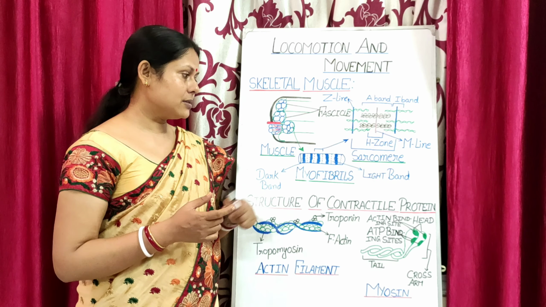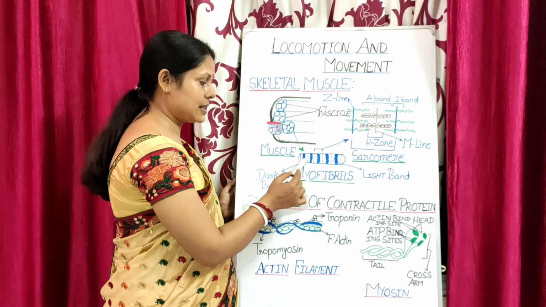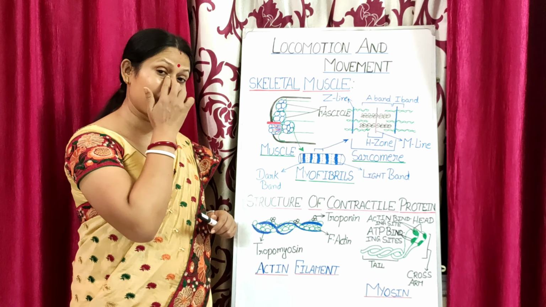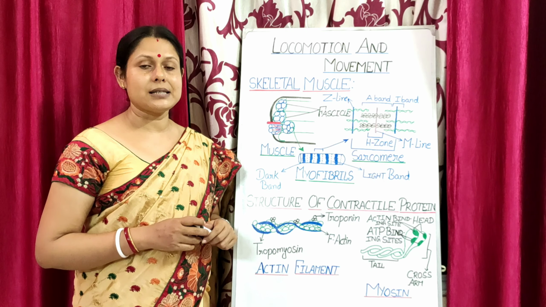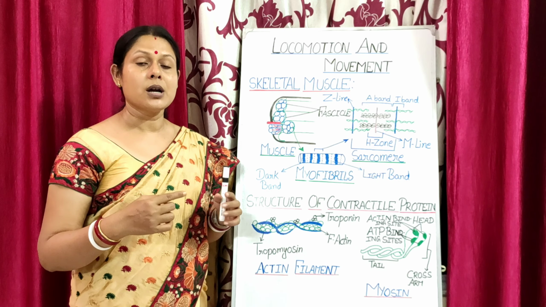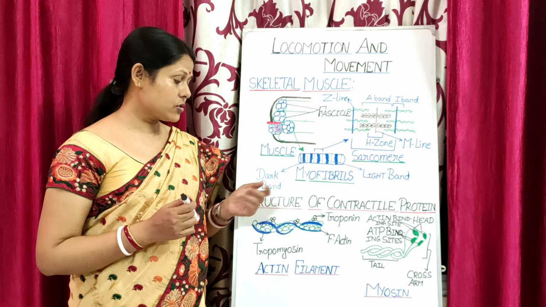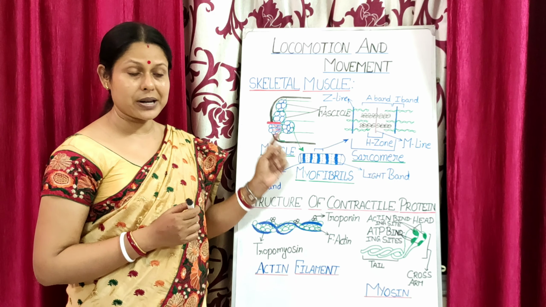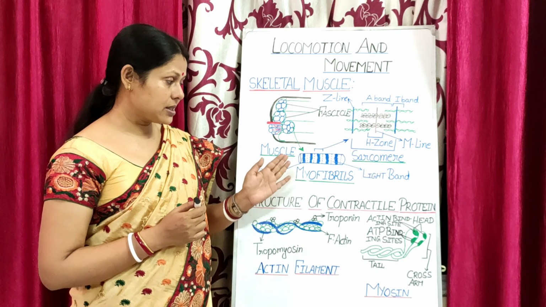Now these myofibrils, if we see them under the microscope, we will find that they have alternate light and dark bands. These alternate light and dark bands are present in the myofibrils because of the presence of two types of proteins in them, called actin and myosin. Actin filaments are thin filaments. These are helically bound filamentous structures, which we will come to just now. That is the structure of the contractile proteins present within the myofibrils, which makes them alternate light and dark bands.